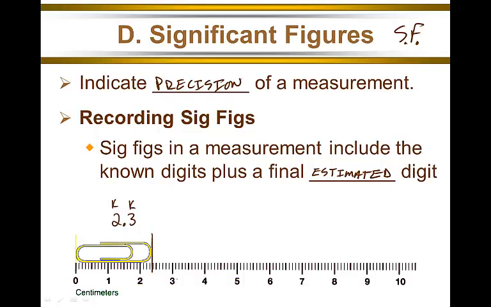Now my line's not the greatest. I personally would estimate this at 2.35 because it looks like it's about halfway. My line's a little bit thicker than it really should have been. I would estimate it 2.35. What if I said 2.37? Who's right and who's wrong? We're both right. That's the cool thing.